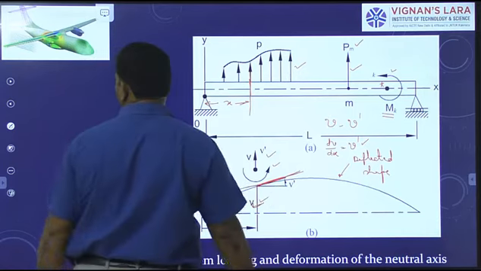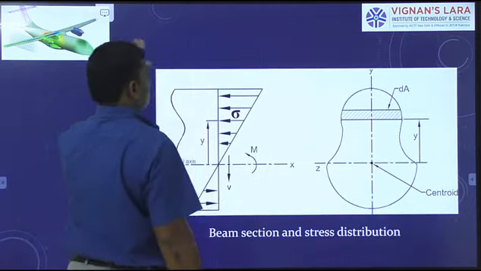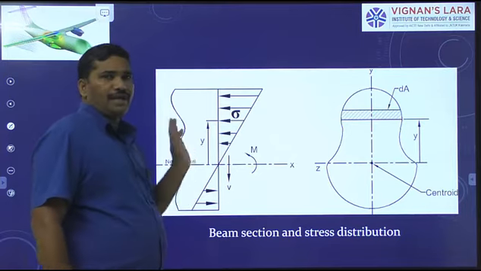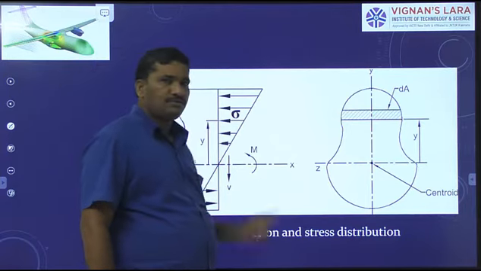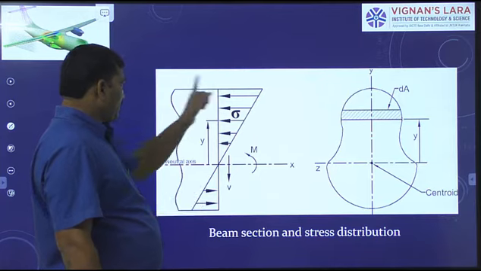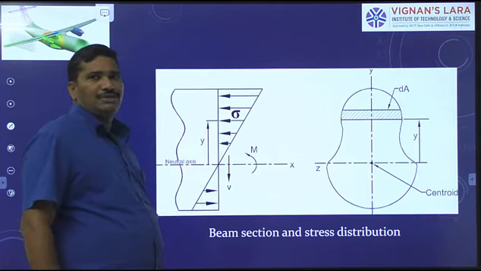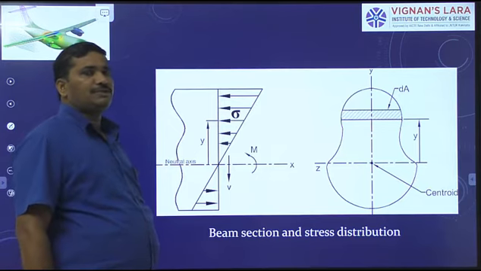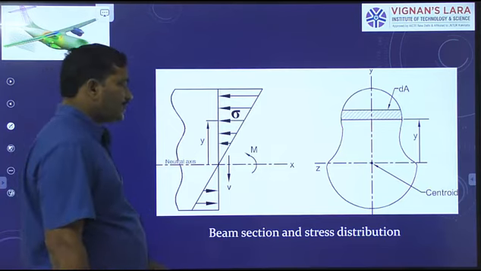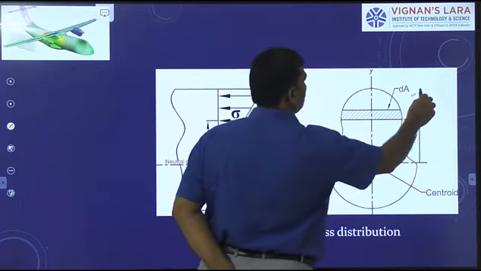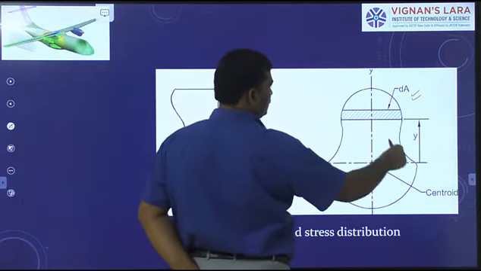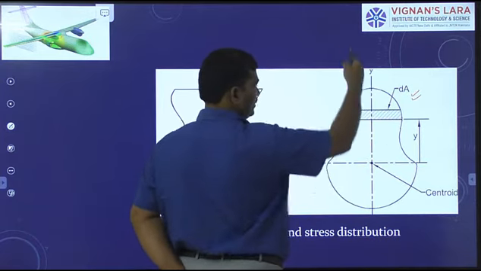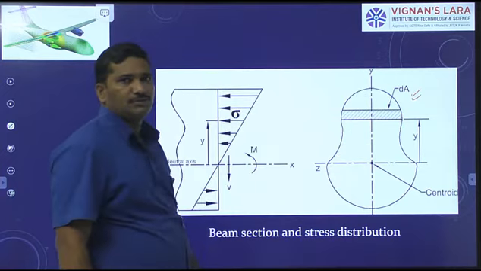Okay, now see here, we have two diagrams. This is the beam section, and this diagram tells us the variation of the normal stress with respect to the beam section. As I said, we consider here a beam section symmetrical about the plane of loading. This is the plane of loading, right?